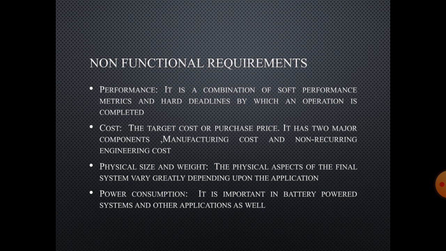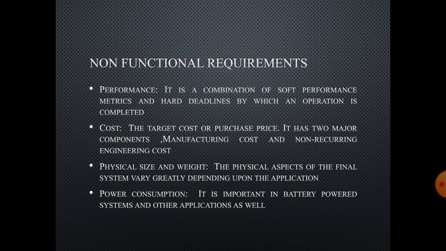Next coming the cost. It includes two types of cost, that is the manufacturing cost and the non-recurring cost. The manufacturing cost includes the cost of components and assembling those components. The non-recurring engineering cost includes the personnel and other cost of designing the system. It happens in the cost section.